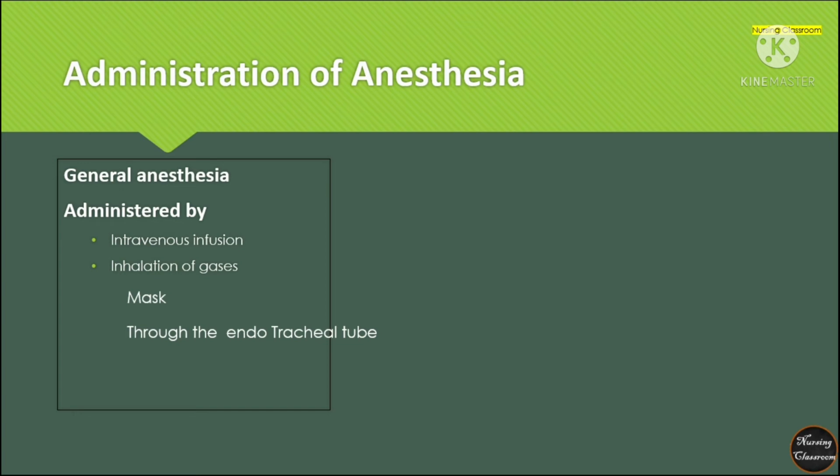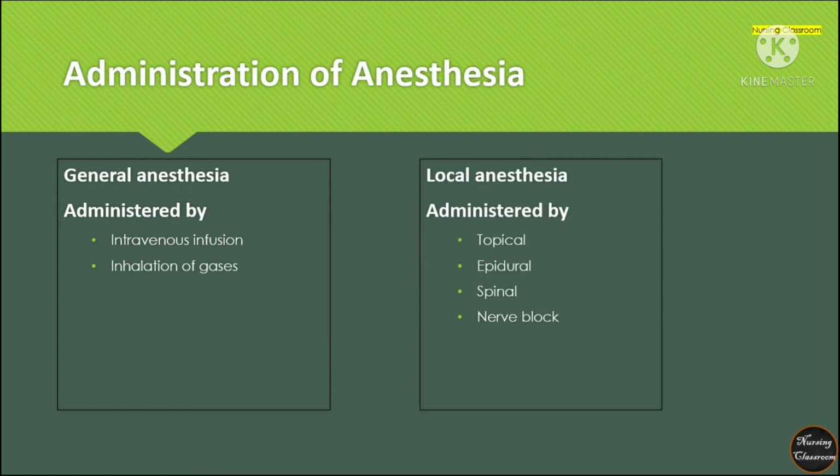The second type of anesthesia is local anesthesia, which is predominantly administered by topical, epidural, spinal and nerve block.